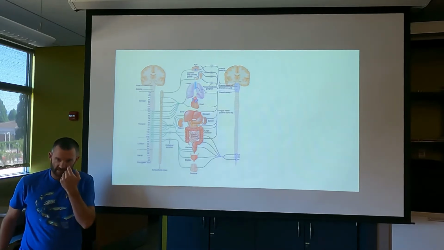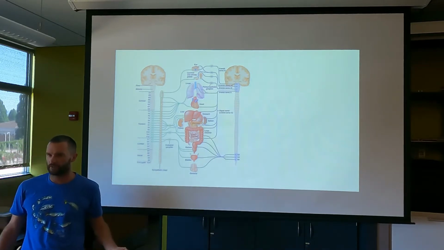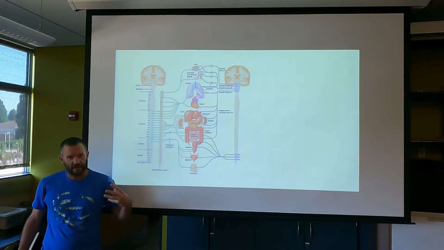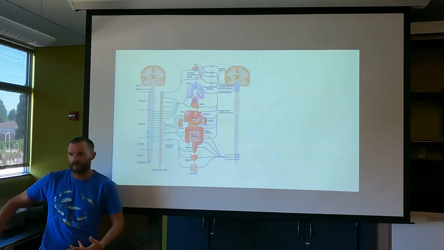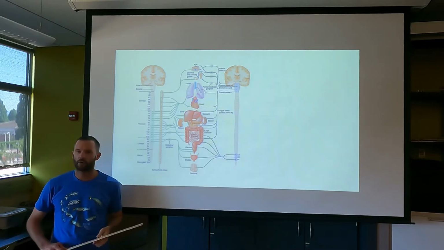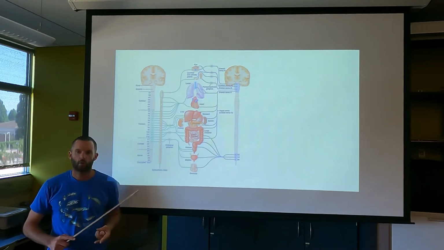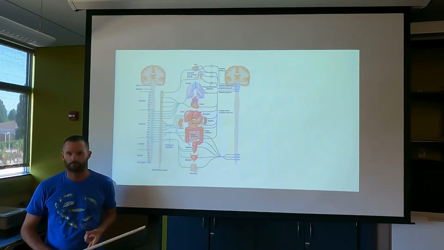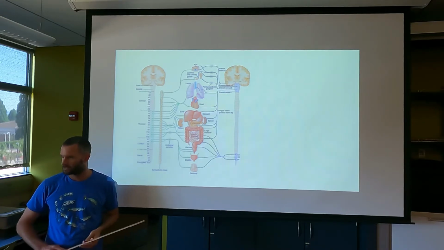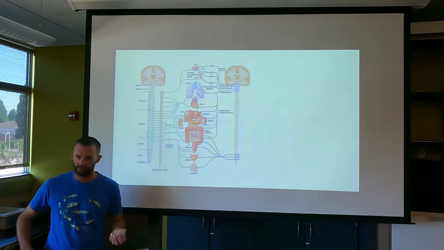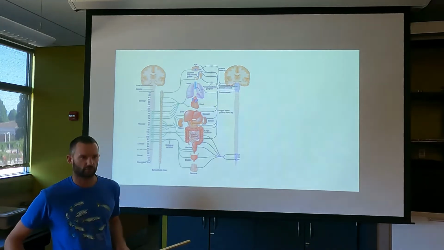The autonomic nervous system is part of the peripheral nervous system, which has a sensory component and it has a motor component. Is the autonomic nervous system part of the sensory division or the motor division of the peripheral nervous system? Motor. It's motor. Good. That's an important thing to realize, is that the autonomic nervous system is part of the motor division of the peripheral nervous system.